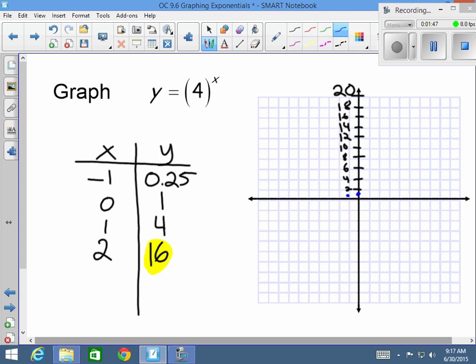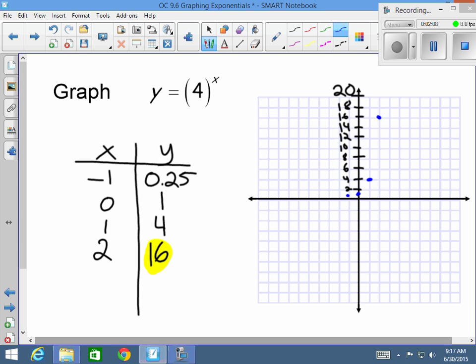At x equals 1, so we go right 1. We're now at 4. So that's right here, because now we're counting by 2's, remember. So be careful when you're graphing, because you can tend to get confused on that. And then 2 is 16, so I go over 2 and up 16, and we're right there.